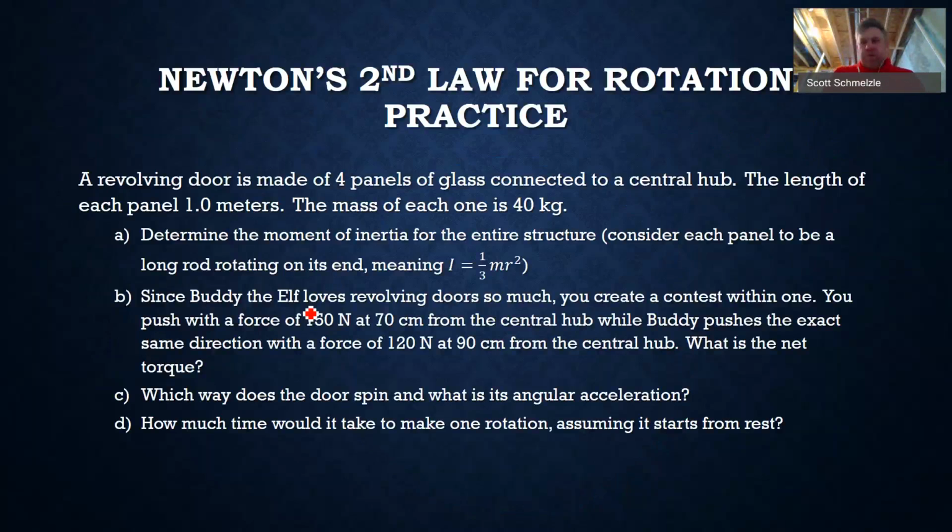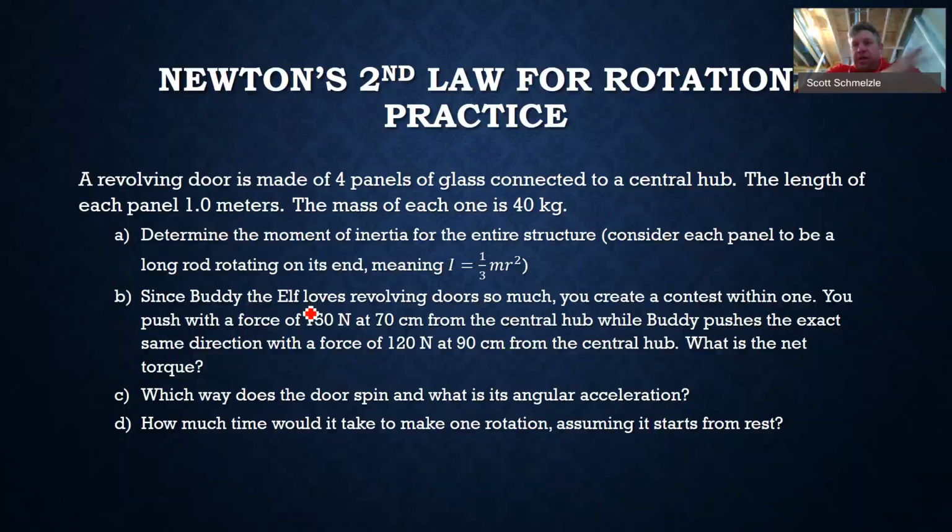So that little video was a preview or appetizer towards this problem. We have a revolving door made up of 4 panels of glass connected to a central hub. The length of each panel is 1 meter. The mass of each panel is 40 kilograms. So for part A, we want to determine the moment of inertia for the entire structure, meaning that we're going to consider each panel to be a long rod.